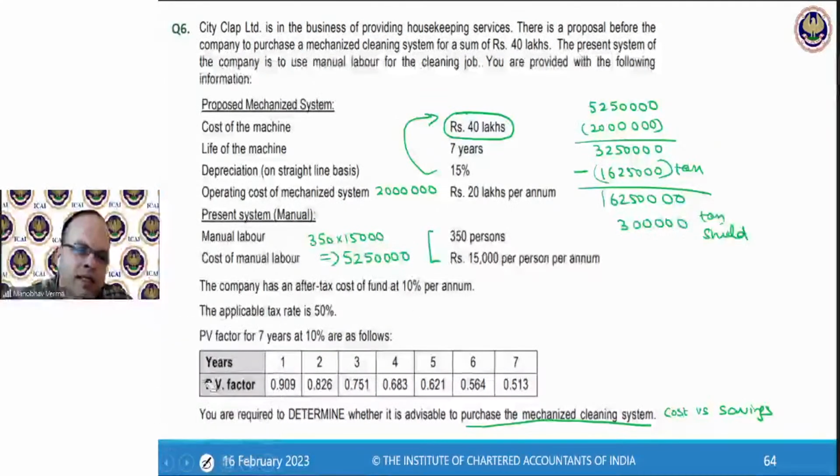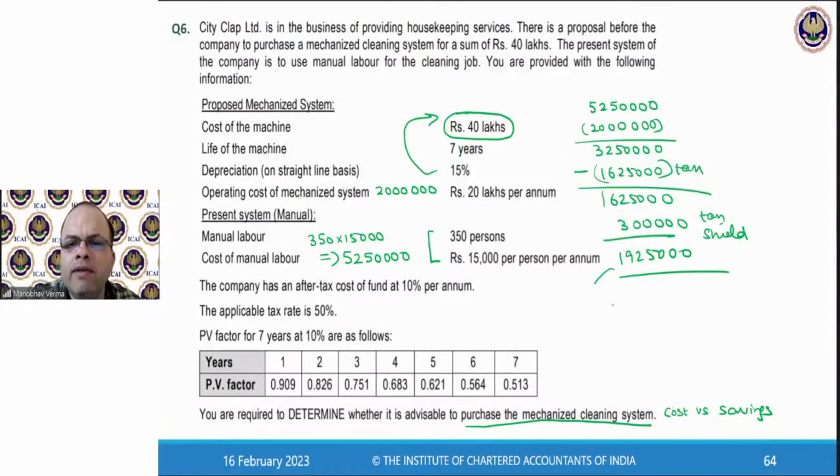I think there is one additional zero, so let me just remove that. So are we getting 19 lakh 25,000, guys? Everyone? I am getting 19,25,000. I don't know about you guys. So what we need to do is calculate the present value of this 19,25,000. This is for how many years? 7 years, right? So we need a present value annuity factor. Add all these factors, multiply by 19,25,000 and compare it with cost.